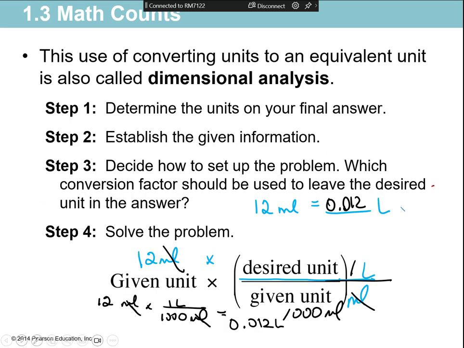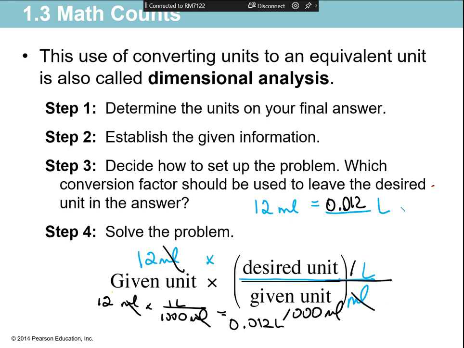So in dimensional analysis or doing these unit conversions, if one of your units is the base unit, like in my example, I have liters. Liters is one of my units that I want to convert to. Because I have milliliters and liters, I know how milli relates to the base unit. Milli is always 1,000. So I can do this in just one step.